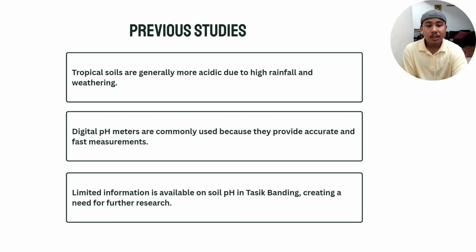So this is previous studies. Previous studies have shown that tropical soils are generally more acidic due to high rainfall and weathering. Digital pH meters are commonly used in soil studies because they provide fast and accurate results. Although many studies have been conducted on soil pH, there is still limited information about soil pH in Tasik Banding. Therefore, this study is important to provide useful data for environmental management and future soil research.